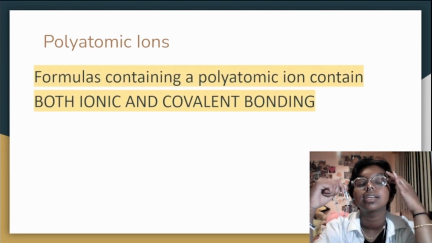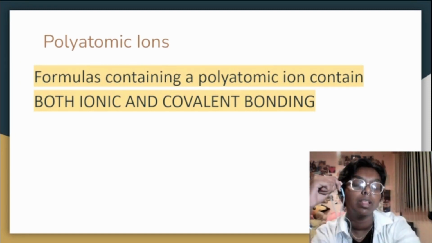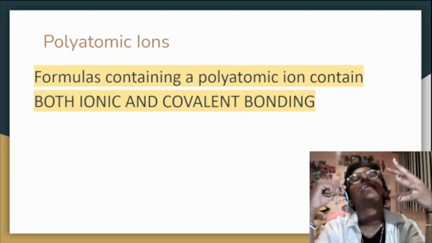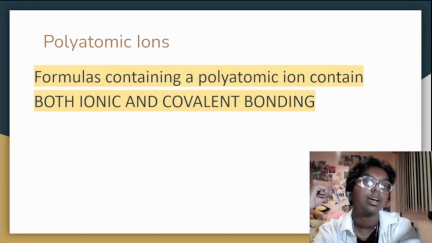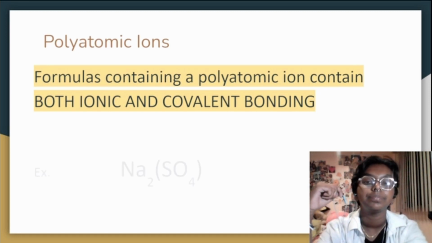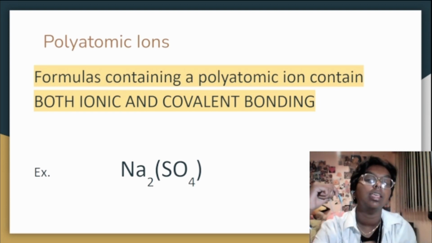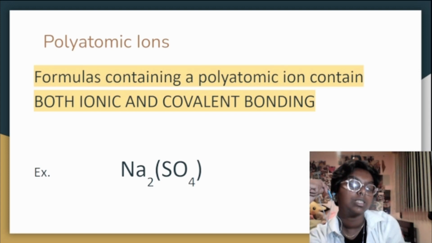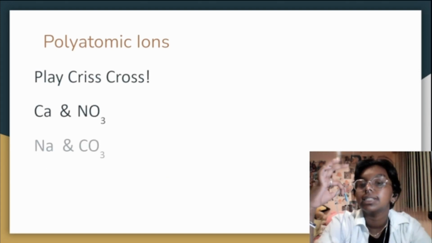Formulas that contain a polyatomic ion have both ionic and covalent bonding. The covalent bonding is within the polyatomic ion, and the ionic bonding is between the polyatomic ion and whatever else is in the formula. So in Na2SO4, the covalent bonds are in the SO4, and the ionic bonds are between the Na2 and the SO4. So pretty much it's the same thing.